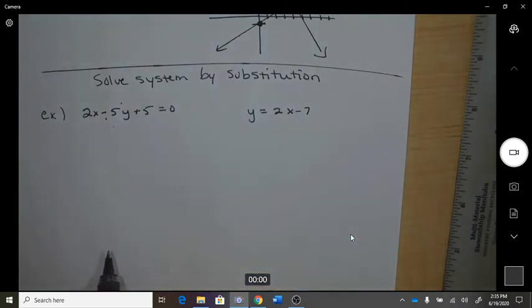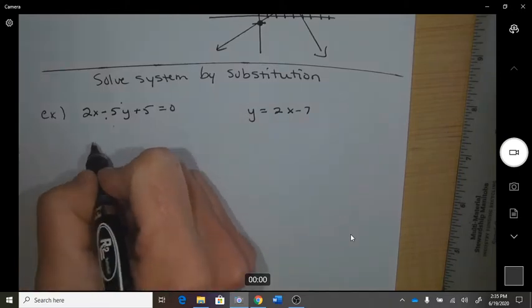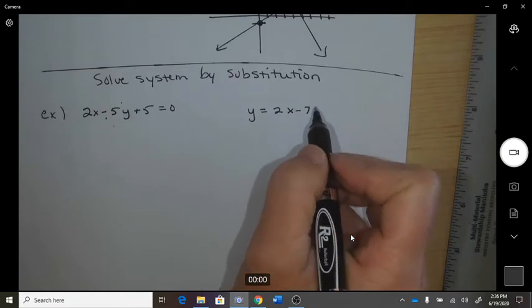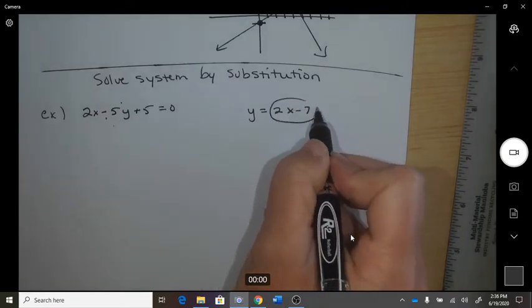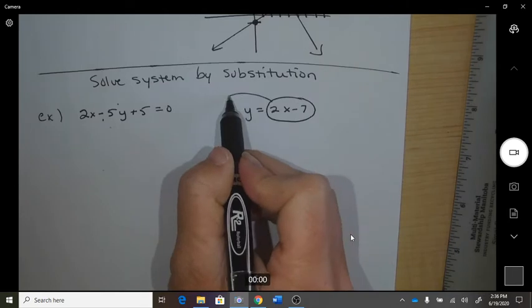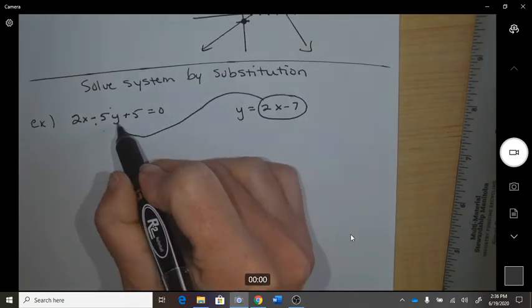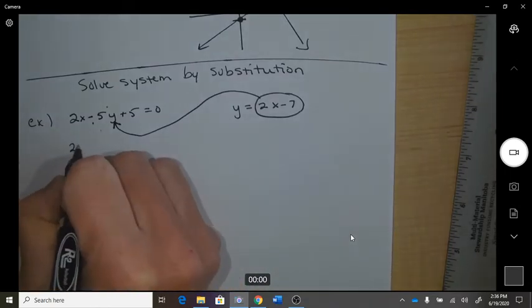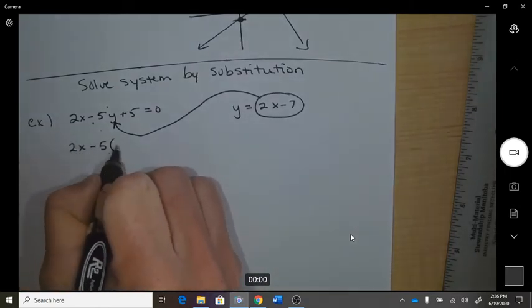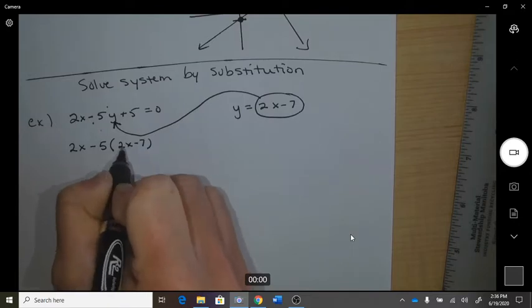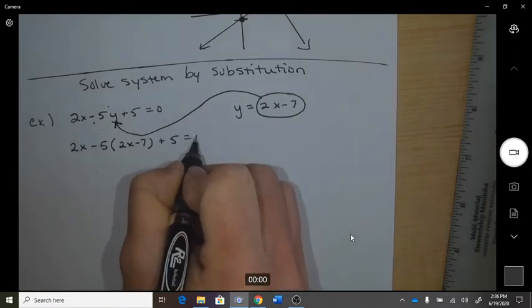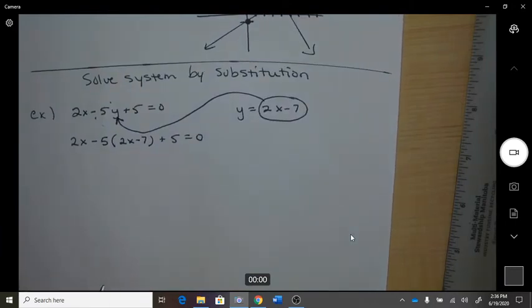Okay, so I understand that my y equals 2x minus 7. So I'm going to take this and I'm going to go over here and I'm going to replace my y with that. So 2x minus 5, and then I gotta put this in brackets because that whole thing is a representation of y. Okay, so now that that's the substitution, you just have to do your algebra.